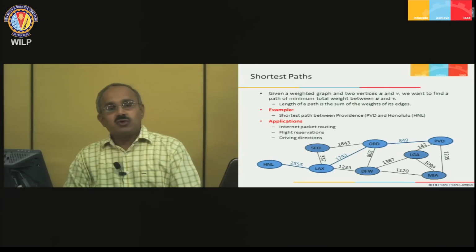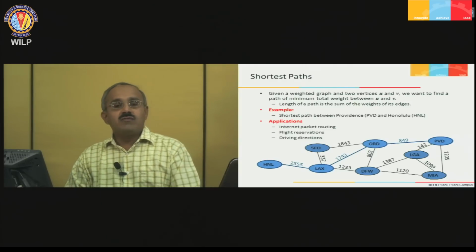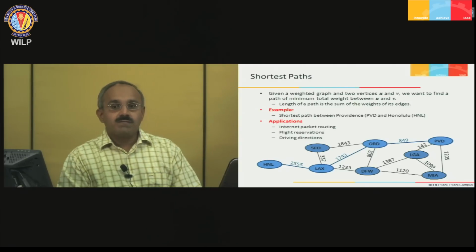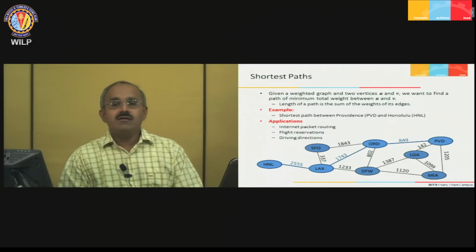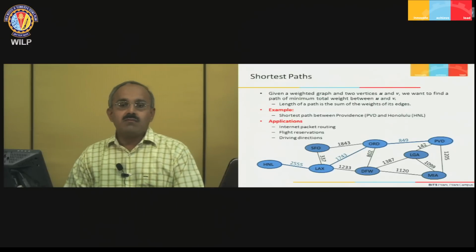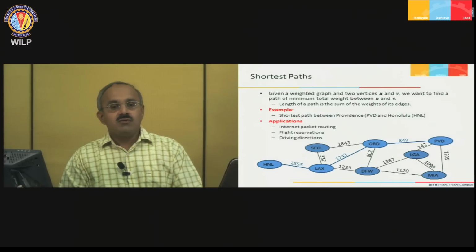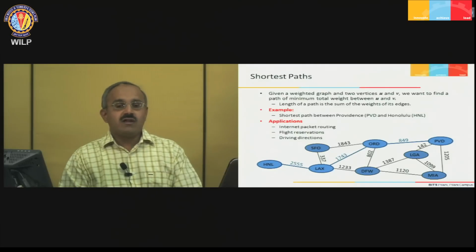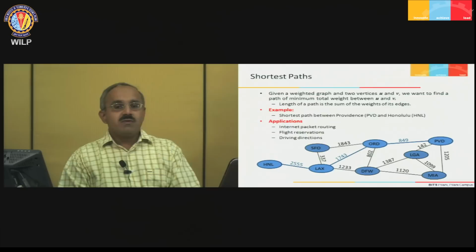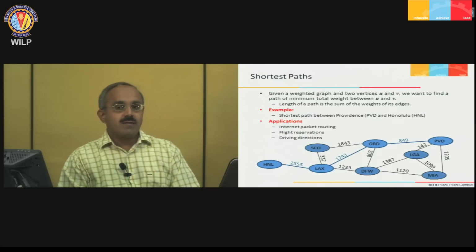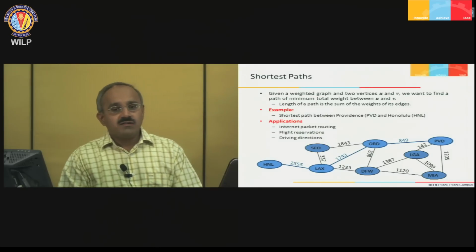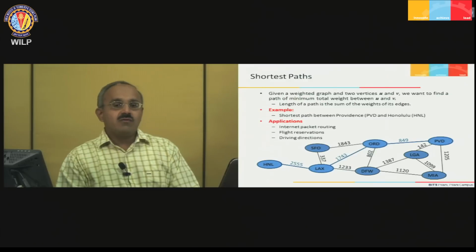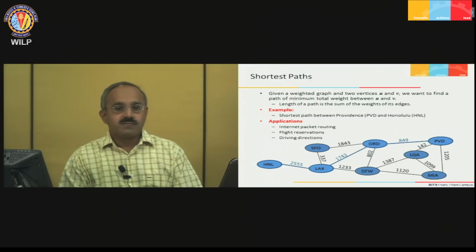Typically the shortest path problem is defined as follows. We are given a weighted graph, directed or undirected, and we are given two vertices u and v, and we want to find a path of minimum total weight between u and v. We know that given any two vertices, if the graph is connected, there can be more than one path from u to v. Among these paths, we want to find one which is shortest.